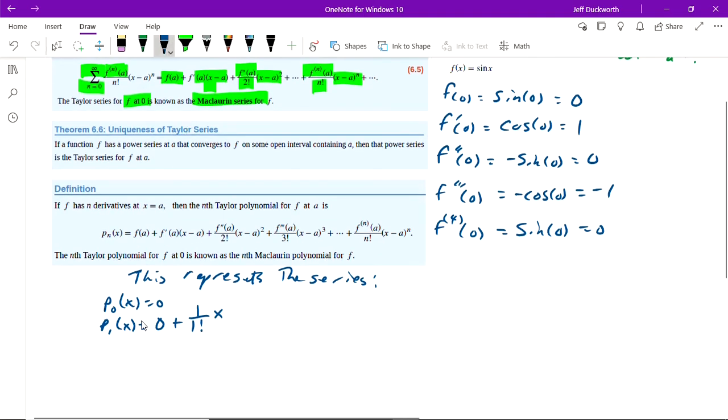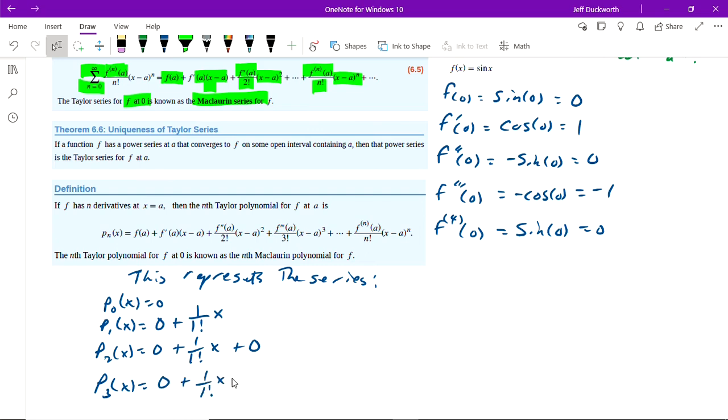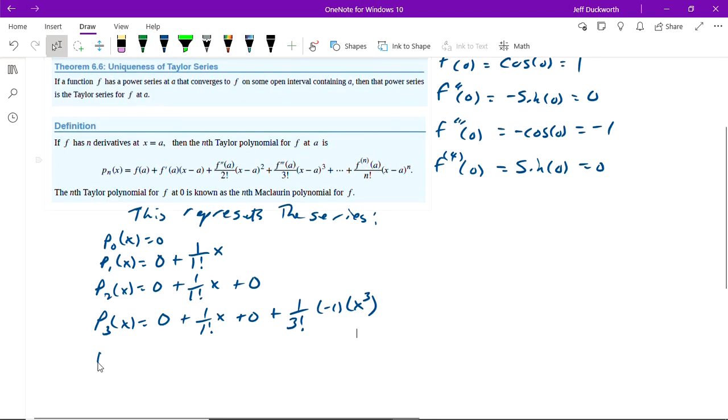Our second one, P2, which would be our third term, is another 0 in the third spot there. So 0, 1 over 1 factorial x plus 0. Now we have plus 1 over 3 factorial, and then we take negative 1, and then we have our x to the third power. And let's do a couple more. Let's do P4 here.